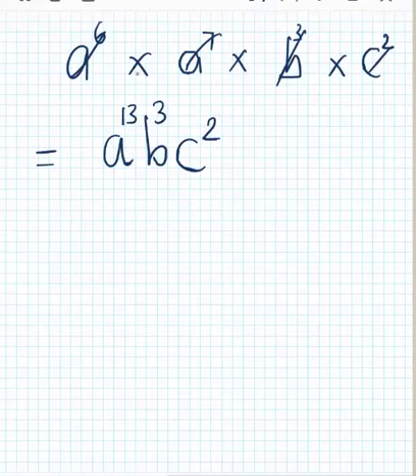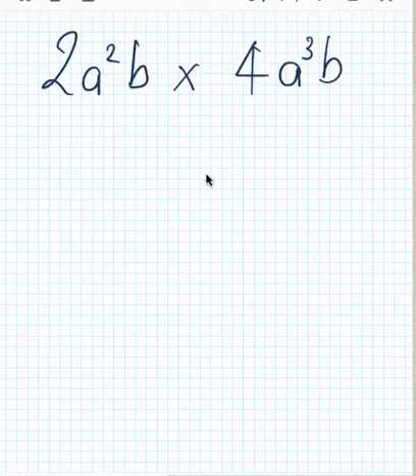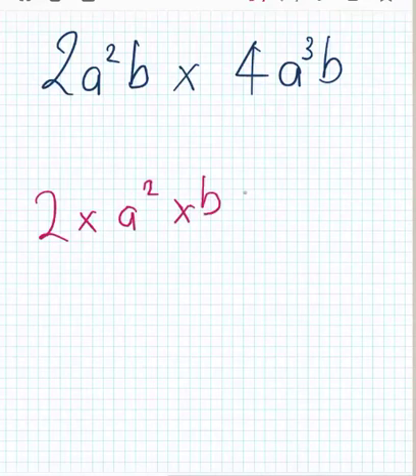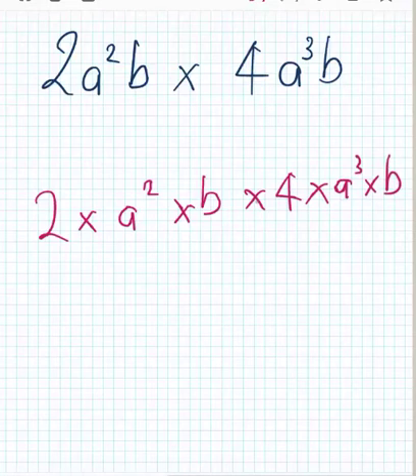And we can see that the multiplication symbol became invisible. Okay, with our next question, it might look a bit confusing because we've got 2a squared b instead of everything being spread out by multiplication. But remember, this is the same as having 2 times a squared times b times 4 times a cubed times b. That is the same as this. It's just that the times is invisible in between there. So don't let that confuse you, where you think you've got these numbers and variables together.